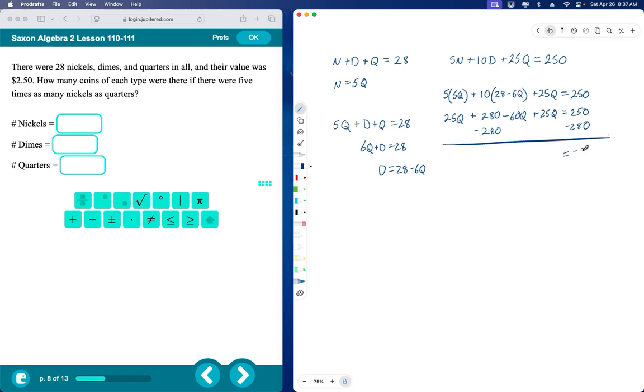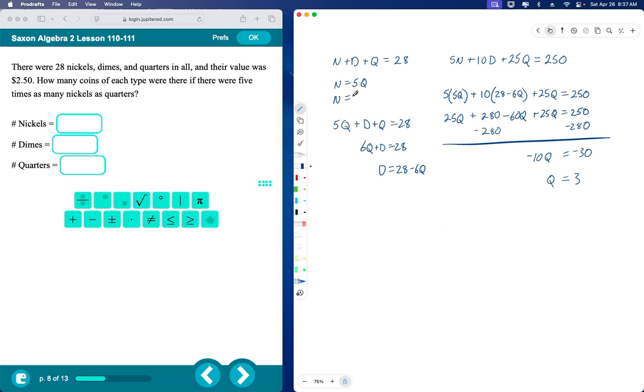this gives me a negative 30. And 25 plus 25 is 50. 50 minus 60, that's a negative 10q. So negative 30 divided by negative 10, q is equal to 3. There's 3 q's. So now I can solve.